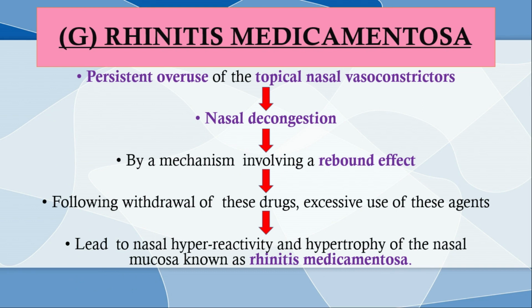Another type of rhinitis is rhinitis medicamentosa. In this case, persistent overuse of the topical nasal vasoconstrictors leads to nasal decongestion by a mechanism involving a rebound effect. Following withdrawal of these drugs, excessive use of these agents leads to nasal hyperreactivity and hypertrophy of the nasal mucosa, known as rhinitis medicamentosa.